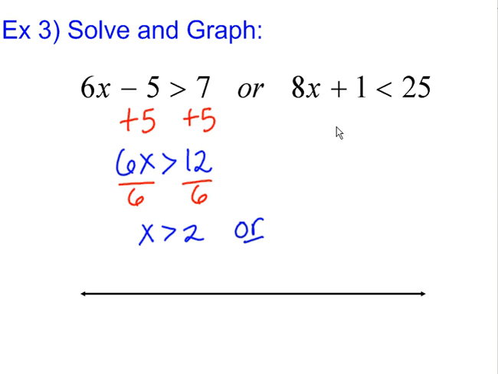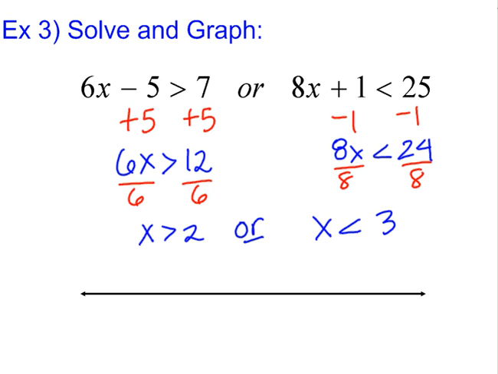Going back to this other one, 8x plus 1 is less than 25. I'm going to subtract 1 from both sides, and I'm going to get 8x is less than 24. Then to get the x alone, I'm going to divide both sides by 8, and I have x is less than 3.